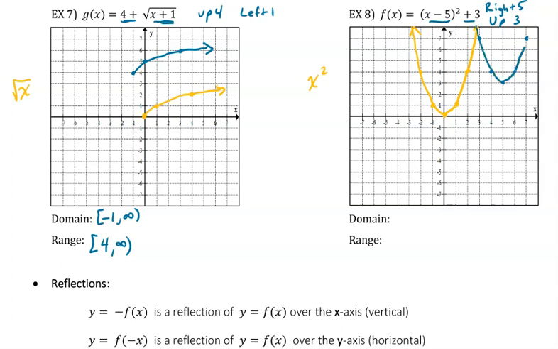And again, draw our U shape. The domain doesn't change, still -infinity to infinity. But the range, the lowest it can go now, is 3.